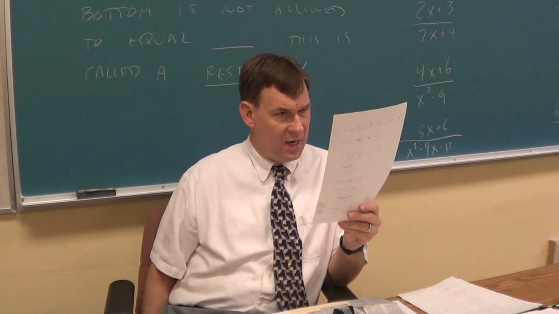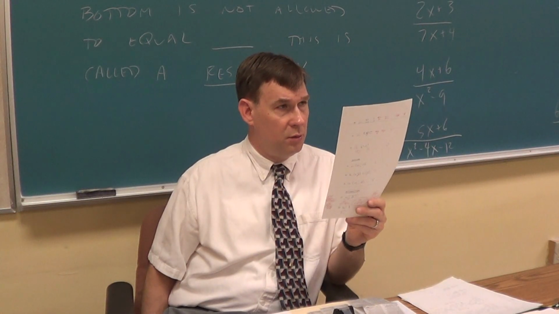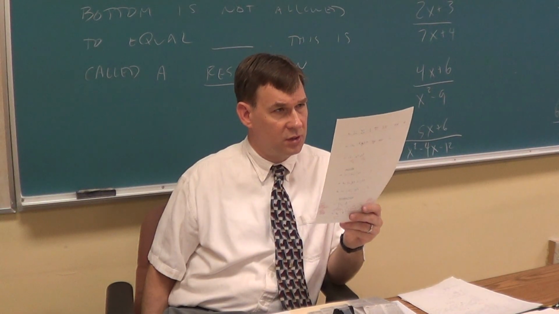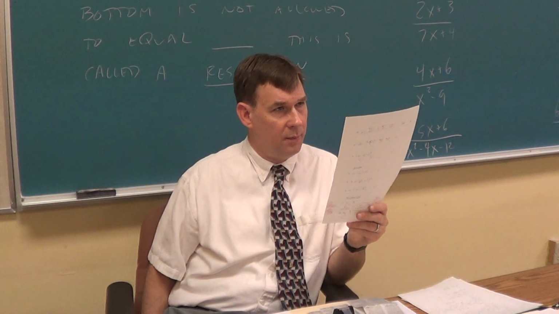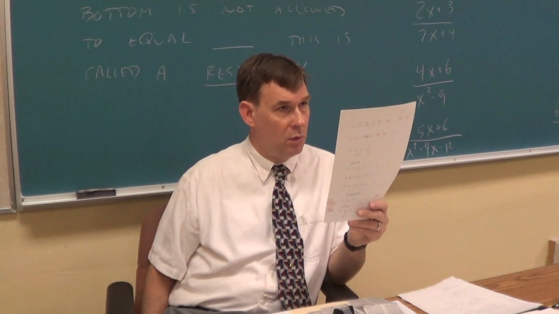Number 39 is probably the easiest of those. It just sort of works. There's a -4e to the 4x on the top. The bottom has a root 1 minus e to the 8x now.